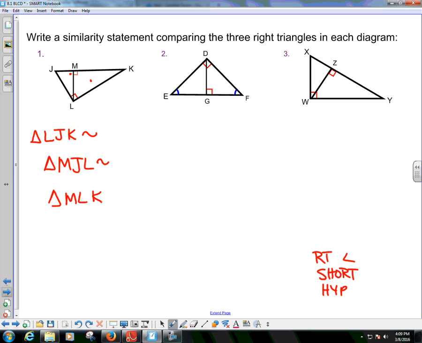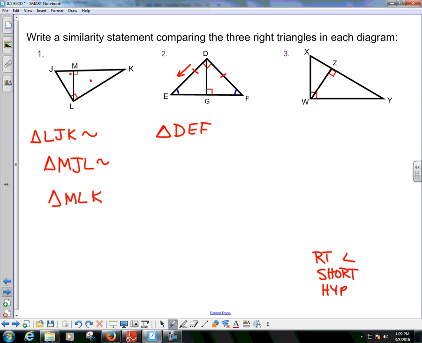So when I talk about going across the short side and the hypotenuse, well, there is no short side. So whatever I do, I just have to be consistent. So I'm going to start at my right angle, and I'm going to go down a leg. So that's what I need to commit to. So on my big triangle, I'm going to start at my right angle, and I'm going to go down this leg to E, and then across my hypotenuse to F.